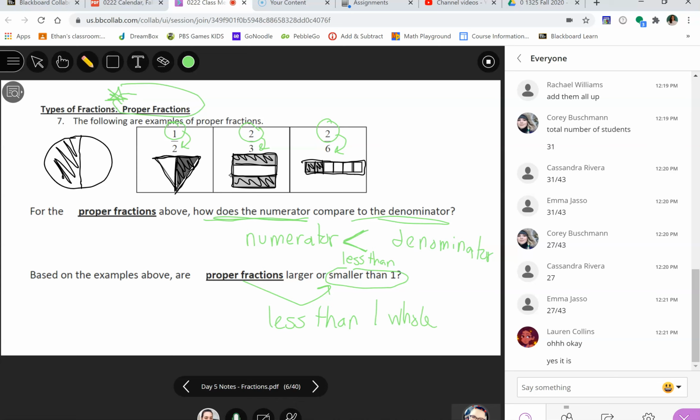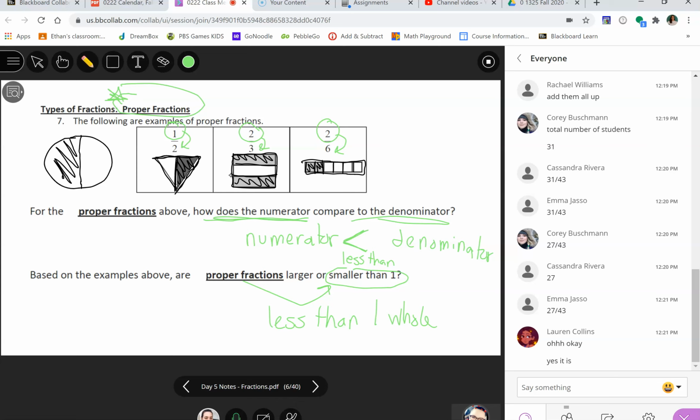Okay, so if MyMathLab is asking you for a proper fraction, your fraction better be less than 1 whole. The number on top better be smaller than the number on bottom. If not, you messed up, okay? Now there's 2 other types of fractions that we're going to have here.